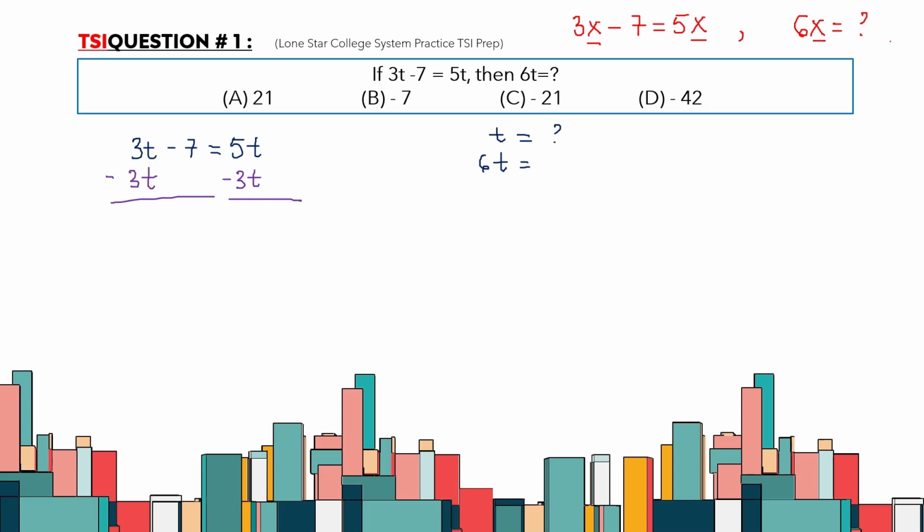Okay, so on the left hand side, we have 3t minus 3t. That will be equal 0. And we are left with minus 7. On the right hand side, we have 5t minus 3t is equal to 2t. Now to isolate t, we divide both sides by 2.